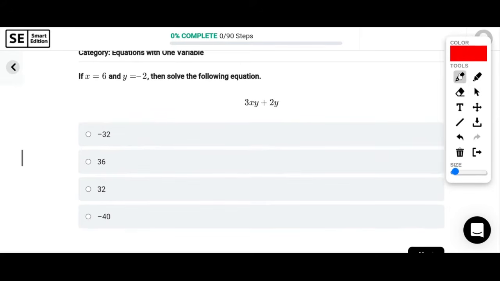Okay, a little equation for us here. If x equals 6 and y equals -2, then solve the following equation: 3xy plus 2y. So what I have to do here is plug in for my x's and my y's with what I was given up here. Okay, so 3 times 6 times negative 2 plus 2 times negative 2.